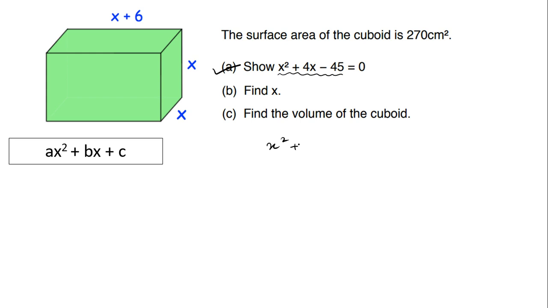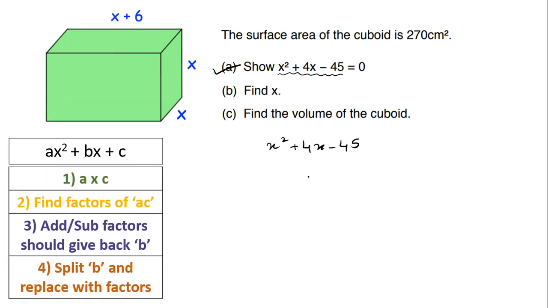So let's say my equation is x squared plus 4x minus 45. Now if I have to use the zero factor property on this, there is a specific rule that I have to follow, that is a times c. First of all, I have to figure out what my a, b, and c are in this particular equation.